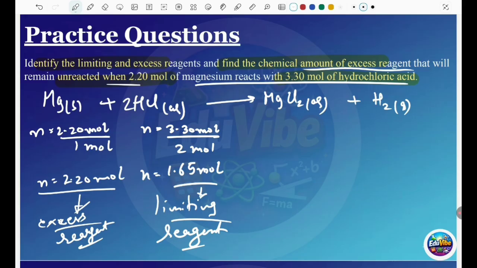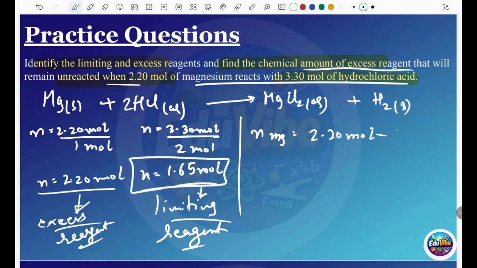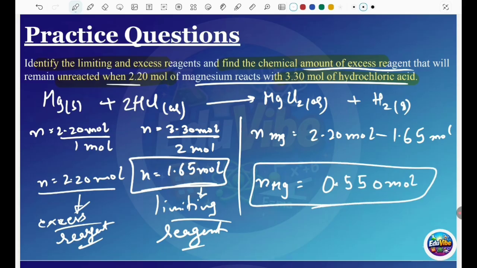So for this we have to just find this thing. But how? We have 2.20 originally and we have to subtract the limiting reagent amount, because that was used. So 1.65 moles has been used because this is the limiting one. So how much are we left with? Which is actually the chemical amount for the magnesium, 0.550 moles of that. So that's the main thing.